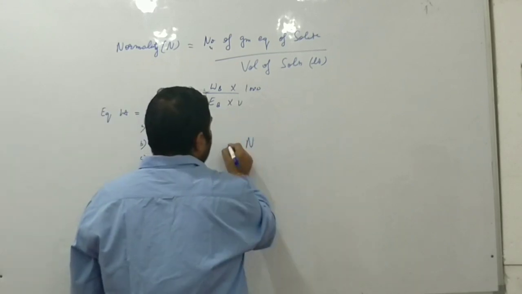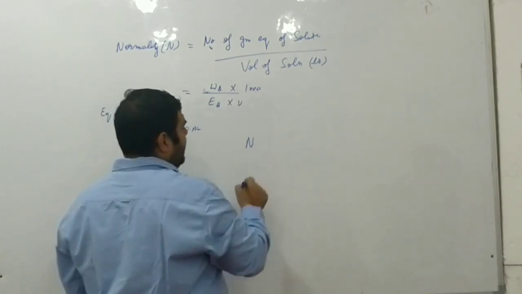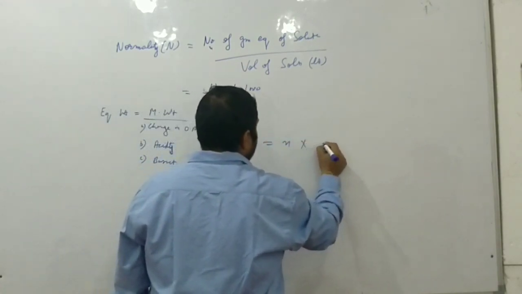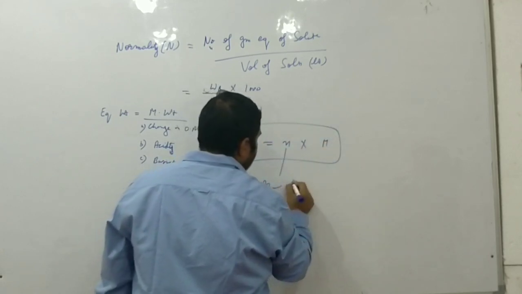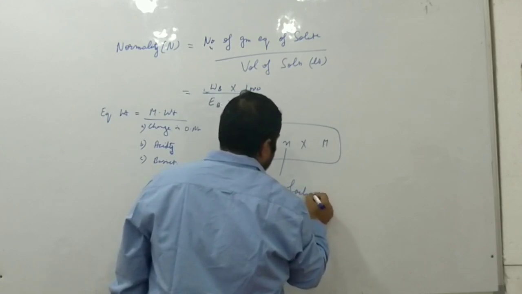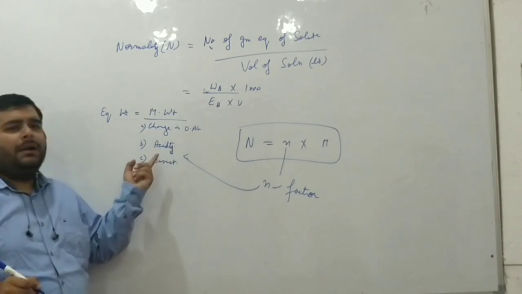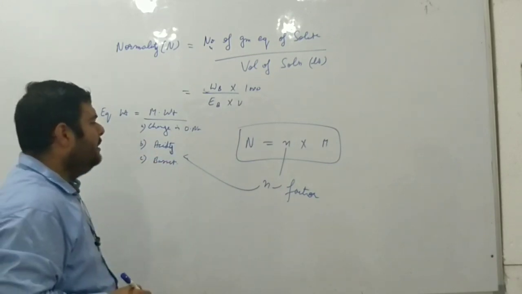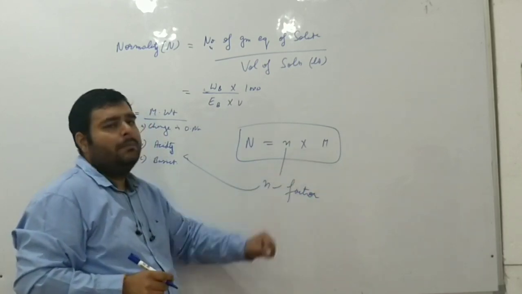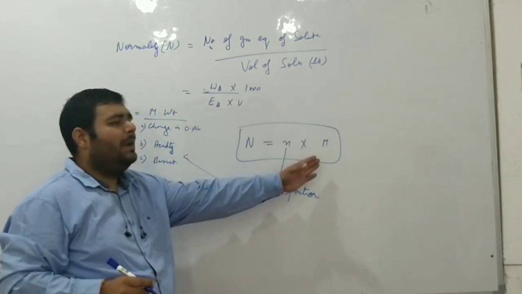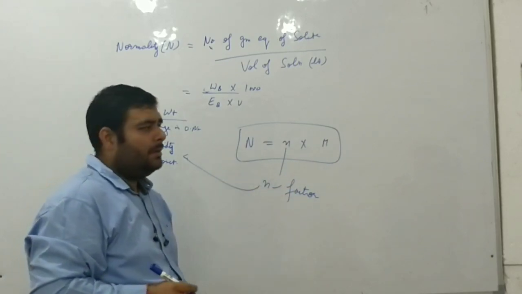So to calculate normality, we can also use the formula of molarity, that is N into M, where N is considered as an N factor, which is again what? Yes, change in oxidation number, acidity or basicity of an acid or a base. And M is the molarity. So by calculating molarity first and then multiplying it with the N factor, you can calculate the normality.